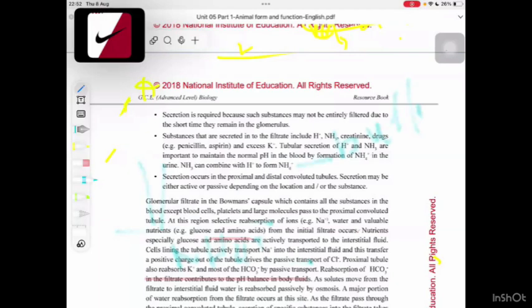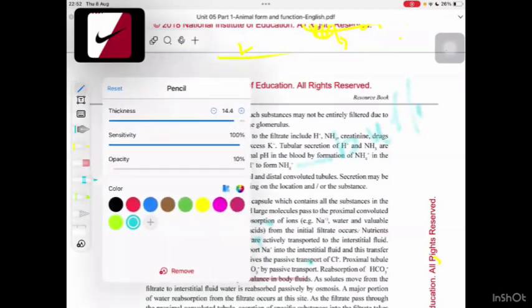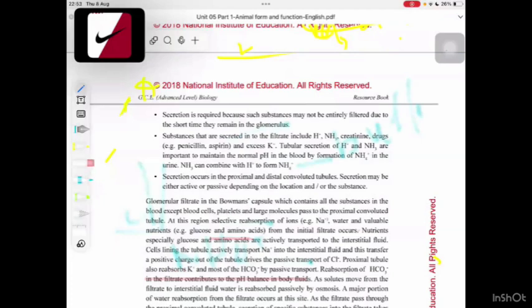Secretion occurs in the proximal and distal convoluted tubules. Secretion may be either active or passive. If they tell you secretion happens in the loop of Henle, then true or false? False, right? Secretion happens in the proximal and distal convoluted tubules.